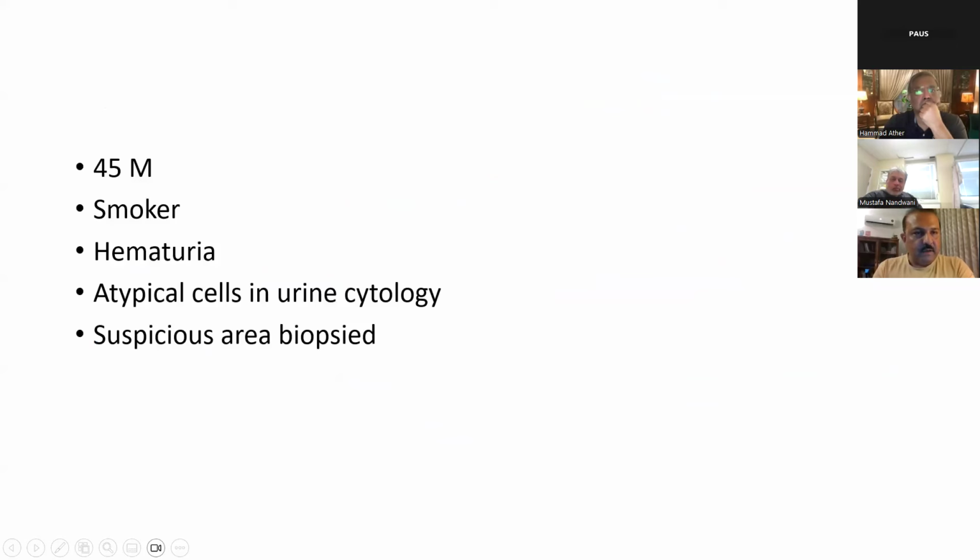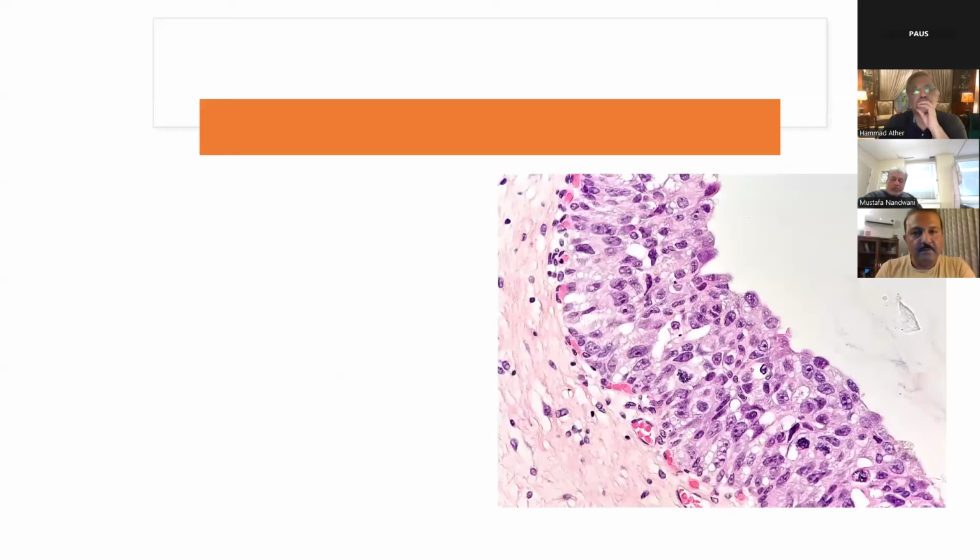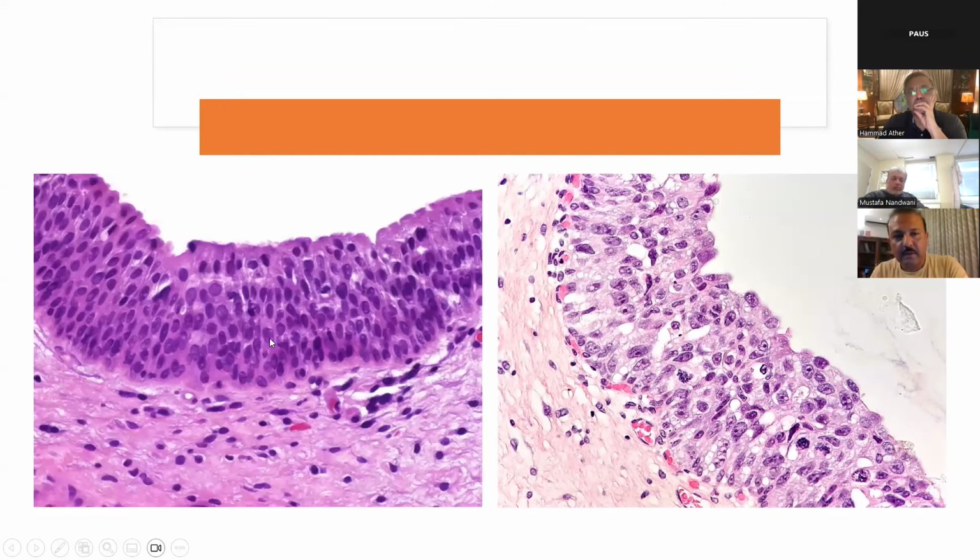Okay, just to share a case of a 45-year-old male who was a smoker with hematuria with atypical cells in urine cytology, and a suspicious area was biopsied. So this is a histology slide. This is a urothelium you can see, and if you want to have a normal urothelium in comparison, you can see how disorganized the nuclei are.